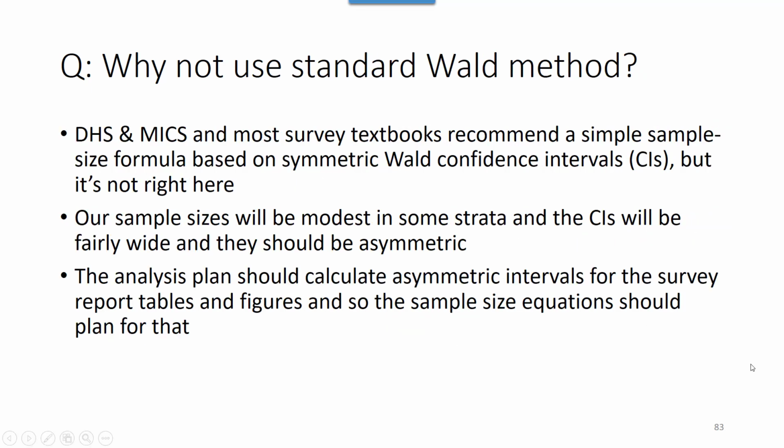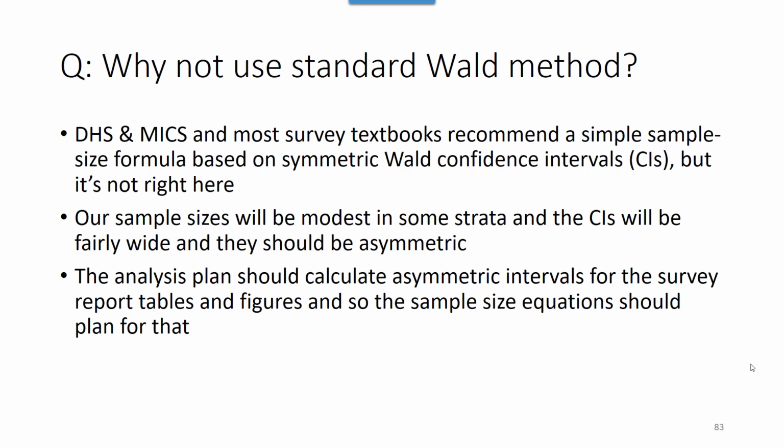Well, some of you are saying, I know the standard formula from my survey textbook or from the DHS and MICS reports for calculating sample size, and those use Wald confidence intervals, so what's the problem? Why are you saying they're not appropriate here? It's because a DHS or a MICS has a very big sample size in most strata. Their primary target population is women of childbearing age, and they interview a lot of them. Our sample sizes will usually be more modest in a vaccination coverage survey, certainly in the lower level strata.